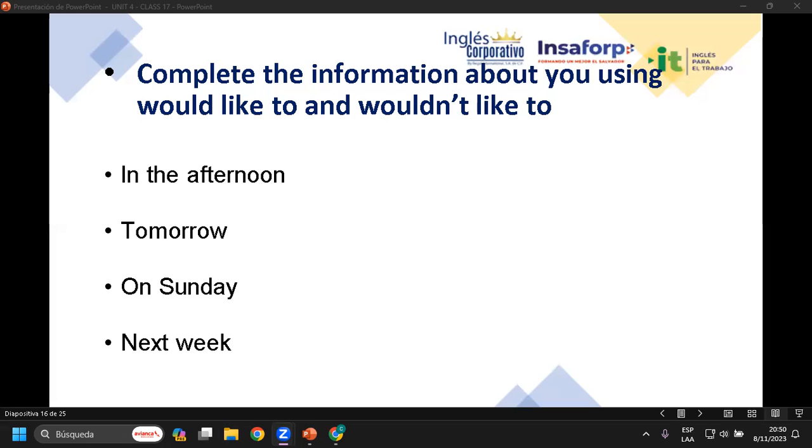Traten de utilizar diferentes verbos, please. No me vayan a poner el verbo go en las cuatro oraciones. Si utilizamos go en una oración, en las siguientes usemos diferentes verbos. ¿Ok? Be careful with the spelling.